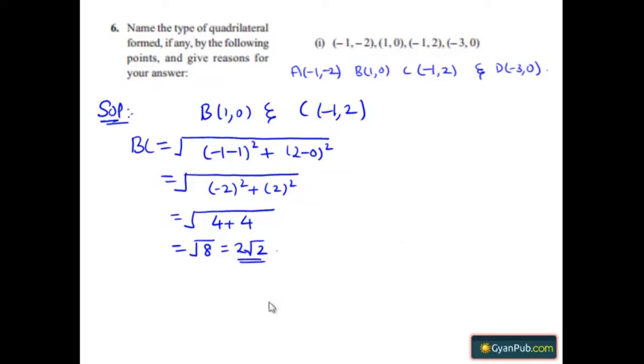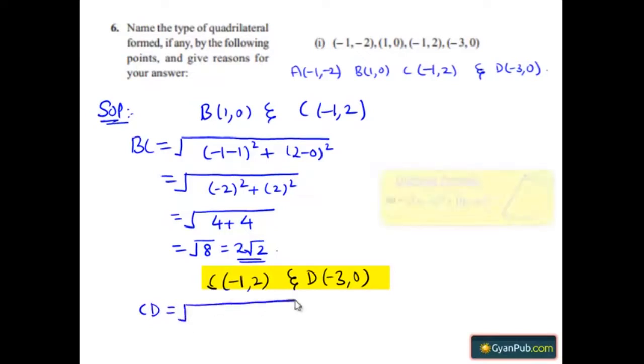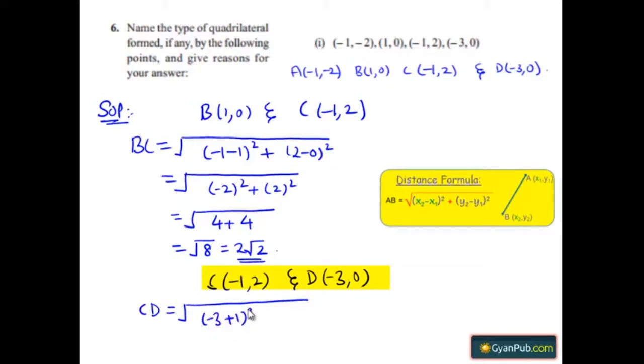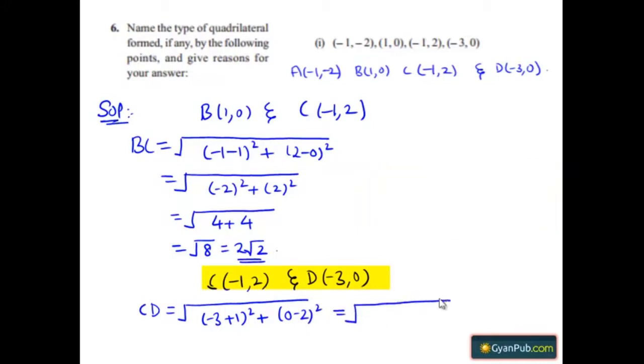Now taking the third pair of points C (-1, 2) and D (-3, 0), the length CD by distance formula equals under root of (-3 - (-1)) whole square, that is (-3 + 1) whole square, plus (0 - 2) whole square, which is equal to under root of minus 3 plus 1 is minus 2, so (-2) square plus (-2) square, that is equal to under root of 4 plus 4, that is equal to root 8, which is nothing but 2 root 2.